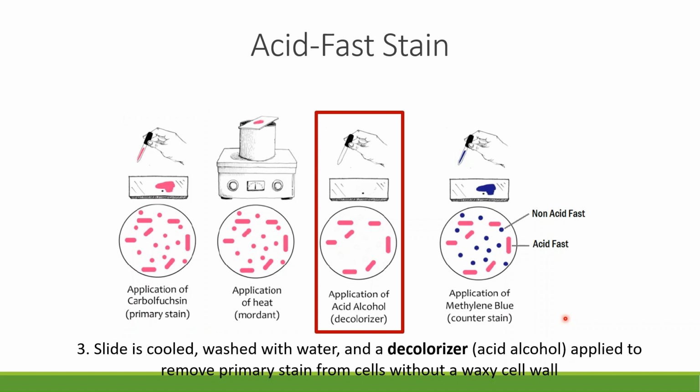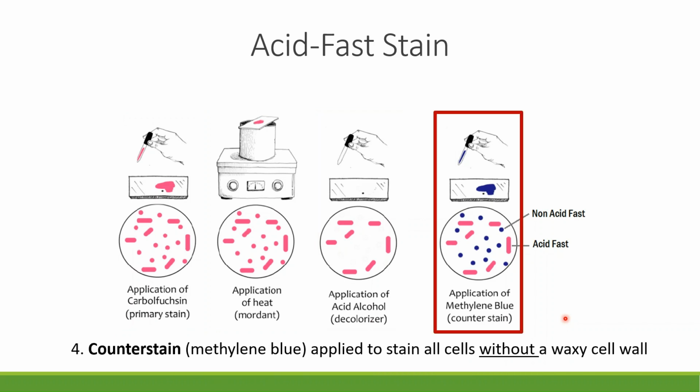To differentiate, we need to remove the primary stain where it doesn't belong. In this case, an acid alcohol decolorizer is used. And then finally, the counterstain is applied. In an acid-fast stain, the counterstain is methylene blue. We showed methylene blue earlier when we stained the cheek cells in our simple stain. So this is going to stain all of the cells that don't have a waxy cell wall. If they don't have a waxy cell wall, they easily are going to lose the carbol fuchsin during the acid alcohol decolorization step, and then they'll be able to take up the methylene blue.